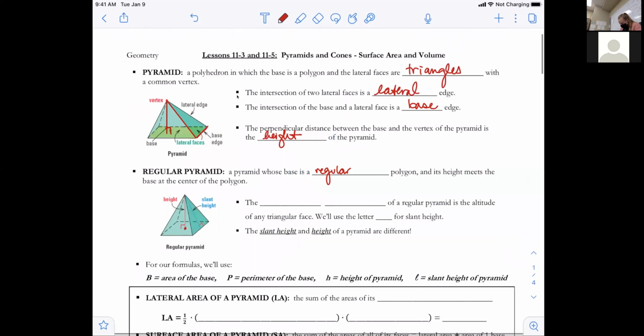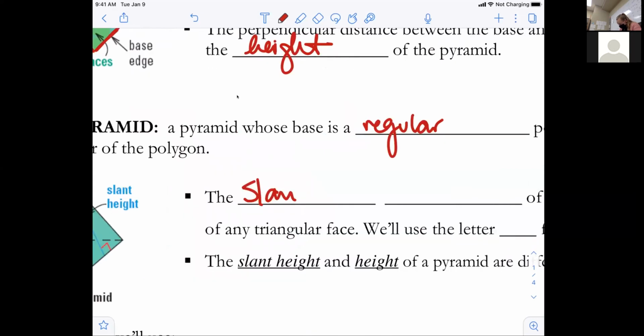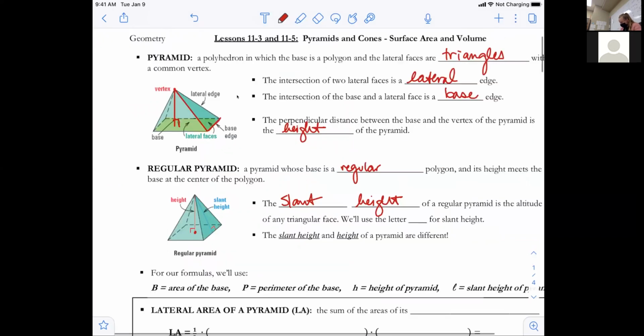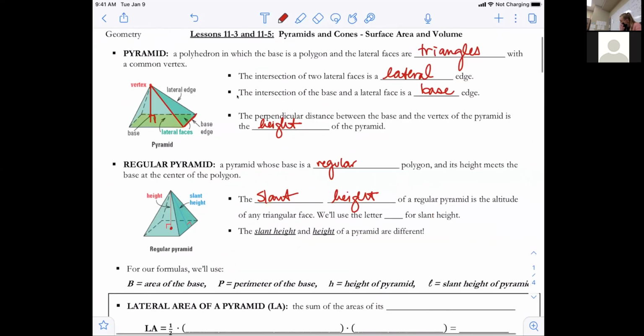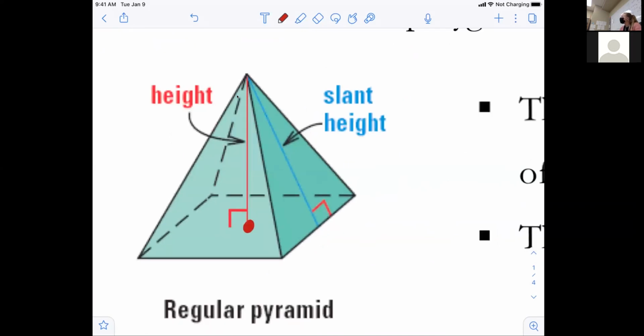The slant height of the regular pyramid is the altitude of any triangular face. So that's like if I took one of the lateral faces off of my pyramid and found the height of that 2D triangle. So slant height is this blue line, and then the height is the red line. Do you guys kind of see the difference?